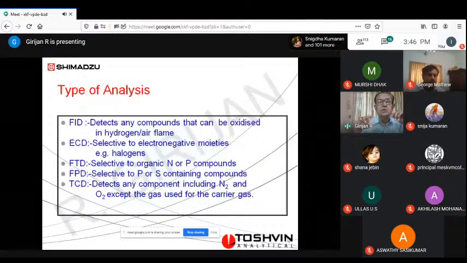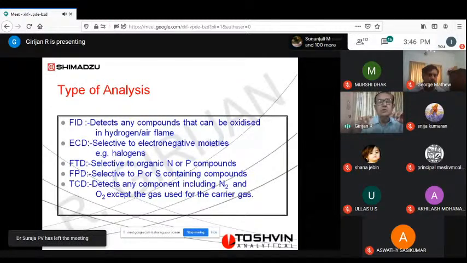Where can we use an FID? FID can be used for most organic compounds, any sample which can undergo oxidation in a hydrogen air flame. Now you remember the slide I have shown you. There is a hydrogen cylinder and an air cylinder, and these cylinders are connected to the detector when we are going to use an FID.